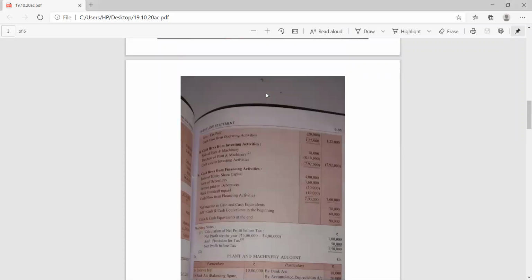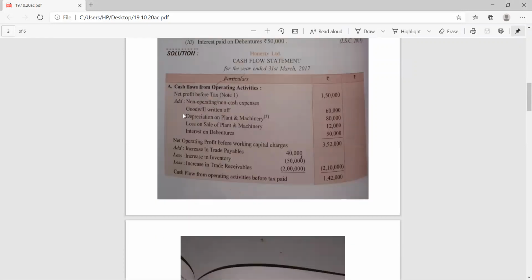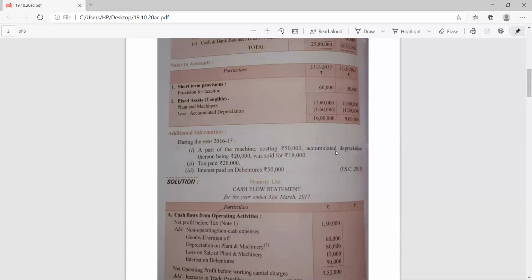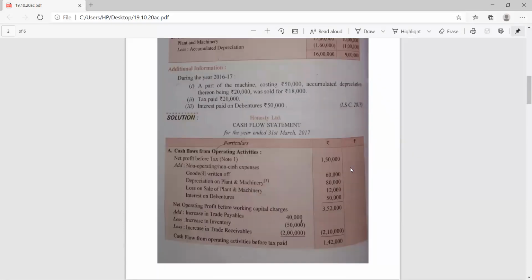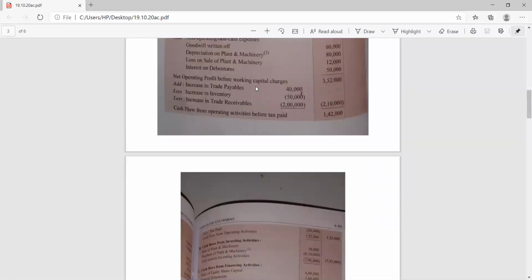Now our next point is, I hope it is clear to you how the depreciation of plant and machinery, 80,000, has come from the working note. Preparation of the accumulated depreciation account gives you the loss on sale of machinery, and I also explained the method of how it is to be calculated. Then interest on debentures: no need to calculate, it is given straightforward here in the third adjustment. You have to take it from there. In this way, you will get the operating profit before working capital changes, that is 3,52,000.